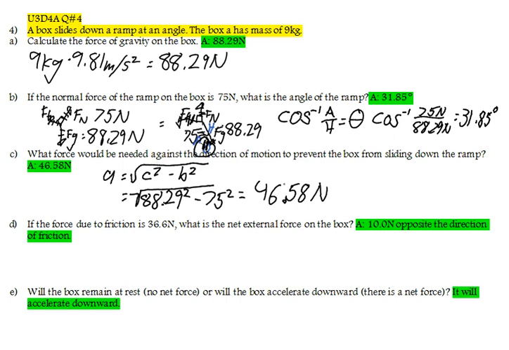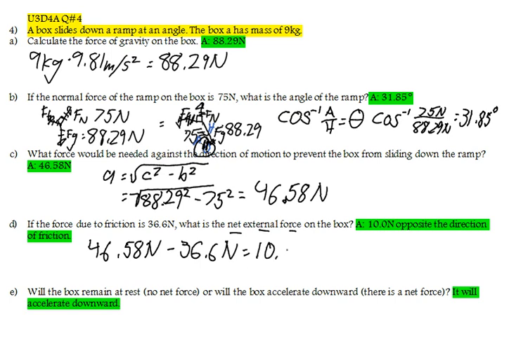So the next question asks, if the force due to friction is 36.6 newtons, what is the net external force on the box? And so basically what we're trying to figure out is, can friction stop this box from sliding down the ramp? Well, the force of gravity in the direction of motion, pulling the box down the ramp, is 46.58 newtons. So we can subtract 36.6 newtons, and what we get is a net force in the direction down the ramp of 10.0 newtons.